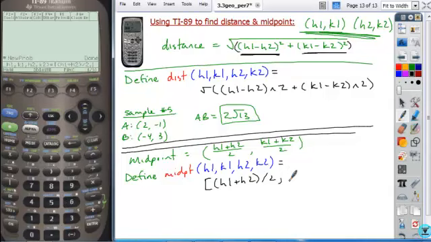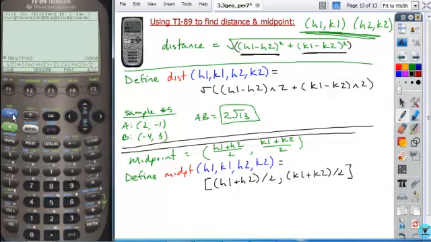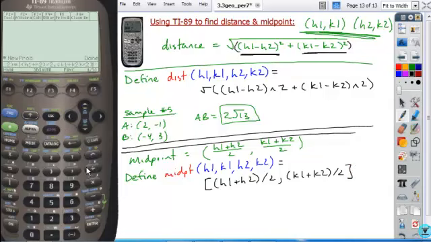A comma is going to separate this into a new column, so this next calculation will be completely unique. Our next calculation is the average of the y's, which is k1 plus k2 divided by 2. So we enter that on our calculator. And then the final thing is to close off our matrix. This is the last thing that we want. And when we hit enter, again, it should say done. So now it's defined in your calculator, and you can access it at that var link catalog at any time.